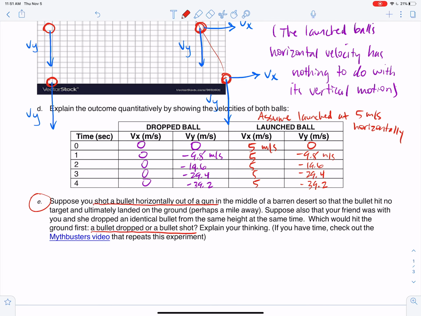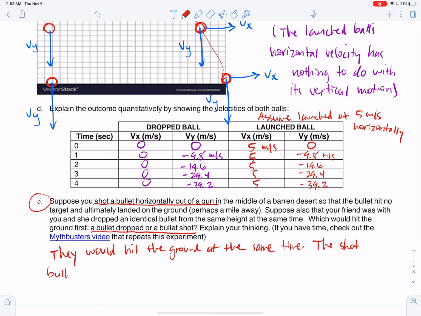If you have these notes, I would invite you to click the link to actually watch the Mythbusters repeat this experiment. And what they find is that the outcome is not affected by the fact that the bullet is shot really, really fast, okay? So instead, they hit the ground at the same time again. Okay, the shot bullet falls at the same rate as the dropped bullet, regardless of the fact that it is moving at high velocity.